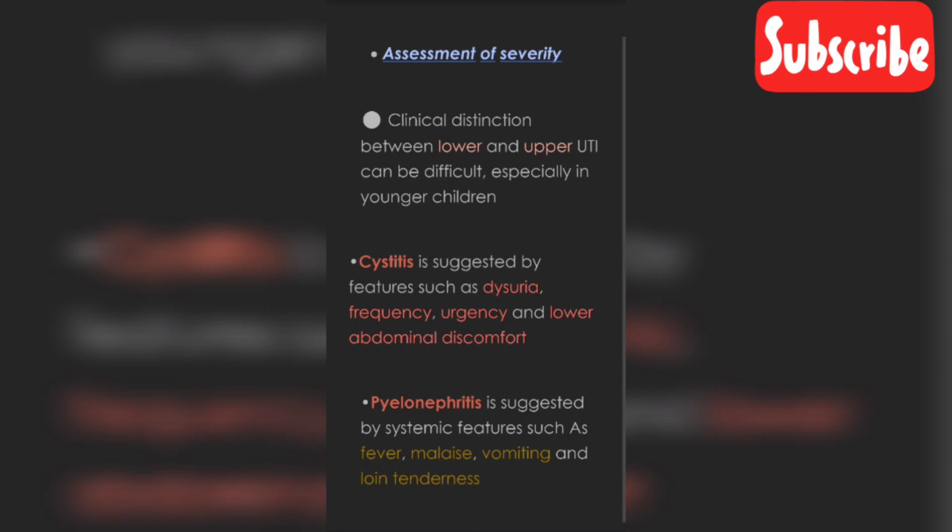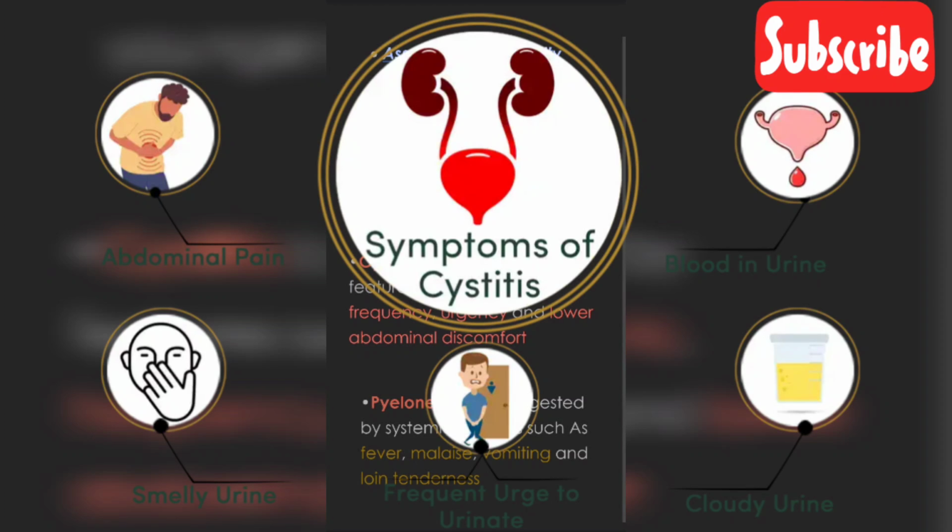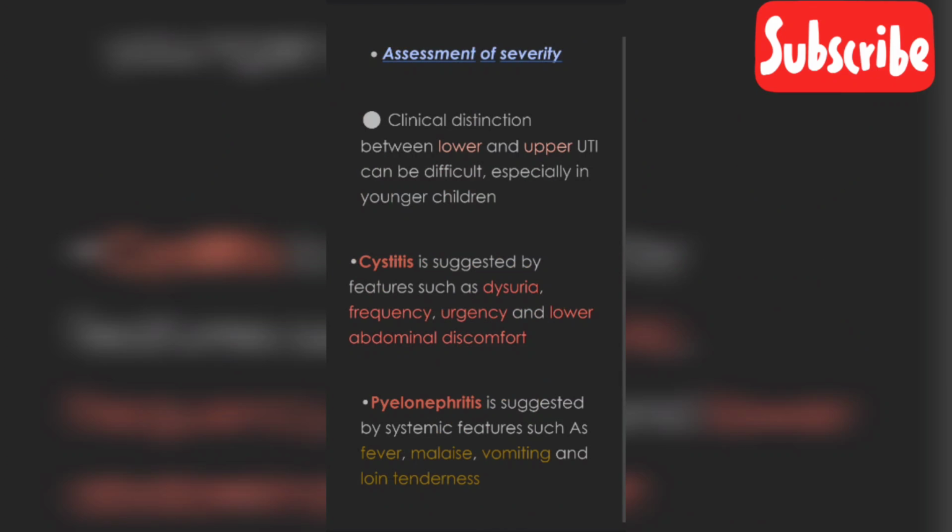But in the upper UTI, it is called cystitis. The clinical features of cystitis include dysuria, meaning pain during urination, urinary frequency, urinary urgency, and lower abdominal discomfort. These are the symptoms and signs of upper UTI. In case of lower UTI, this is called pyelonephritis. In this, systemic features are present such as fever, malaise, vomiting, and loin tenderness.